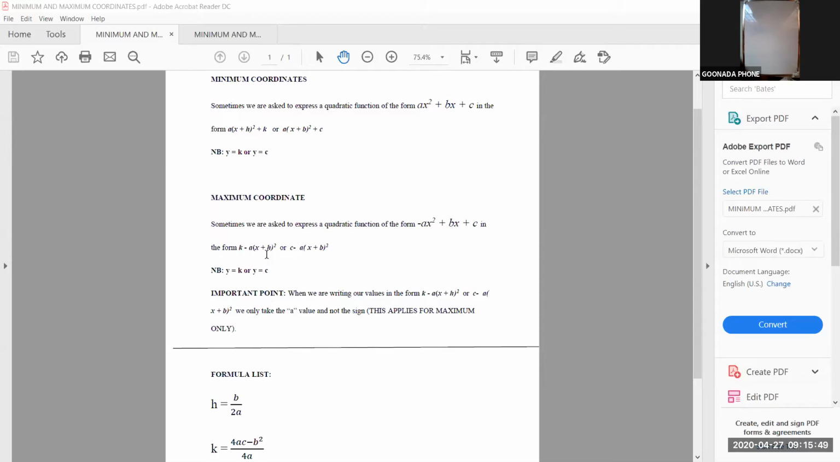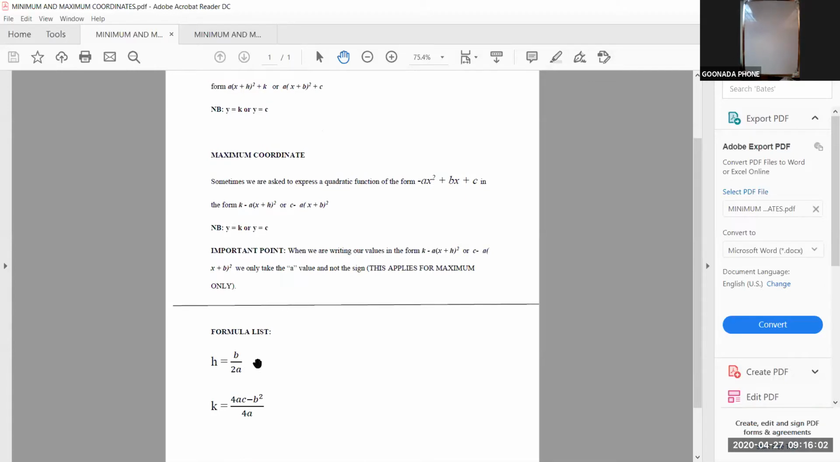But you hear me talking about this h here, and you're seeing k and stuff like that. But how do you go about finding that? It's very simple. You follow these formulas here. Now, these formulas are not given in the formula sheet, so you will have to commit them to memory, okay? So to find h, h is equal to negative b, whatever b is, all over 2a. So 2 multiplied by the value of a.